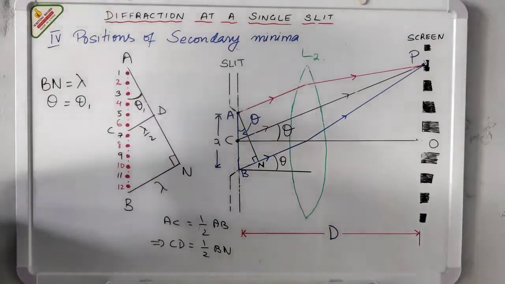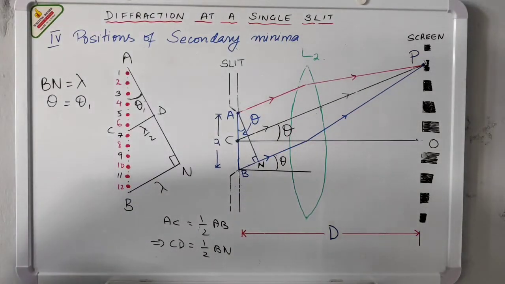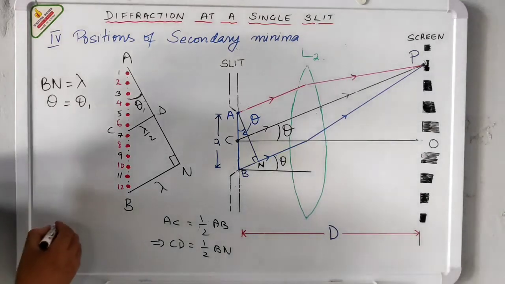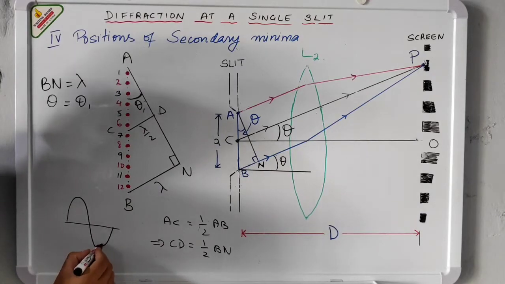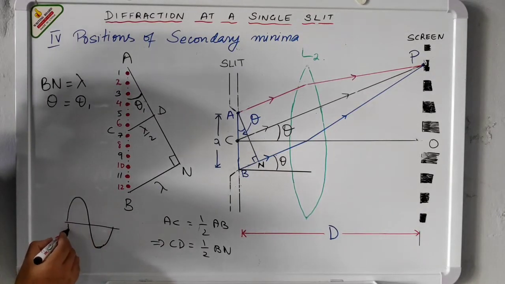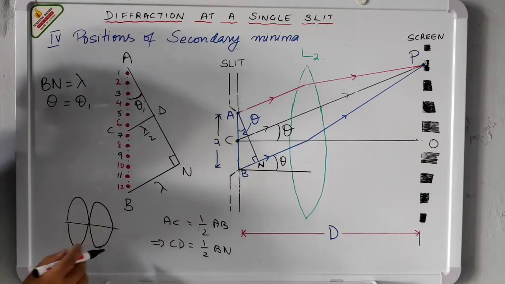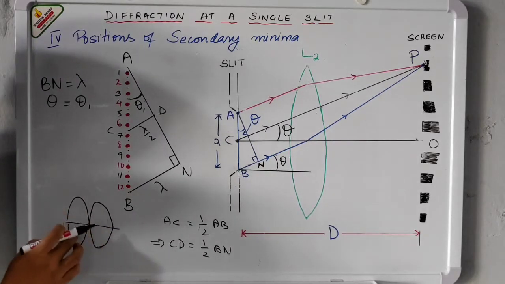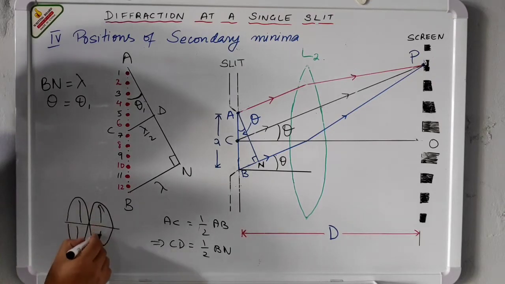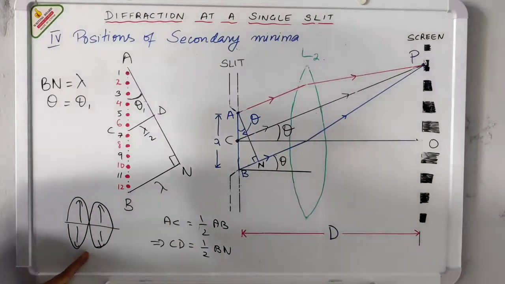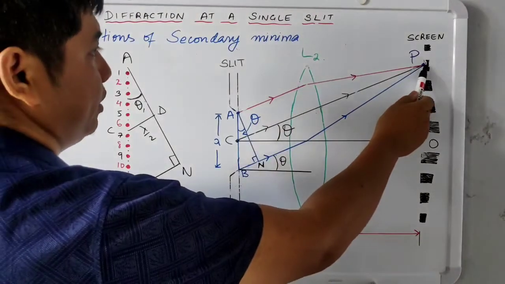If the path difference between the two waves is lambda by 2, this is one wave and this will be another wave. It means they are in opposite phase, they are out of phase. They cancel each other. So we will have a minimum intensity at P.